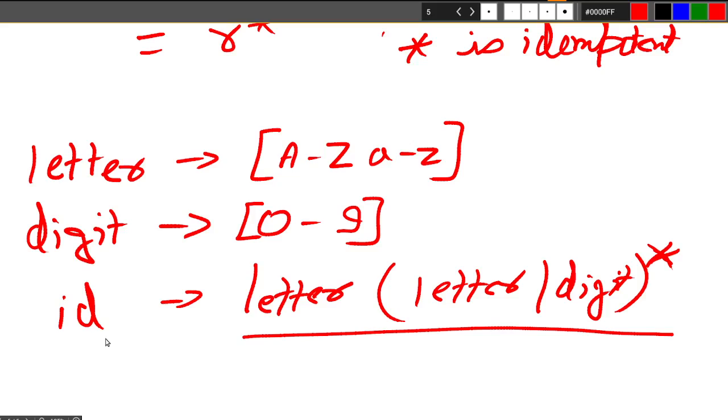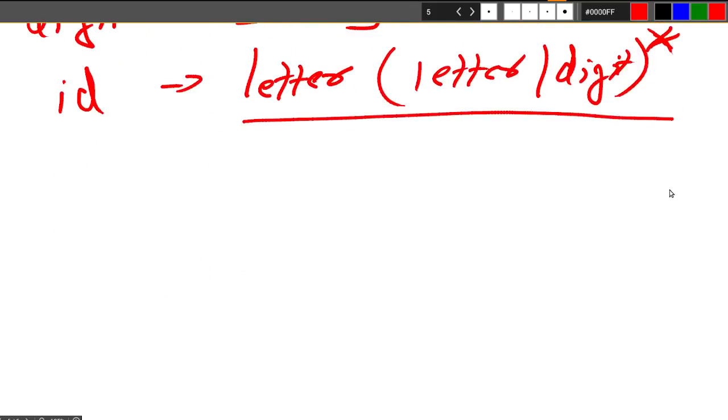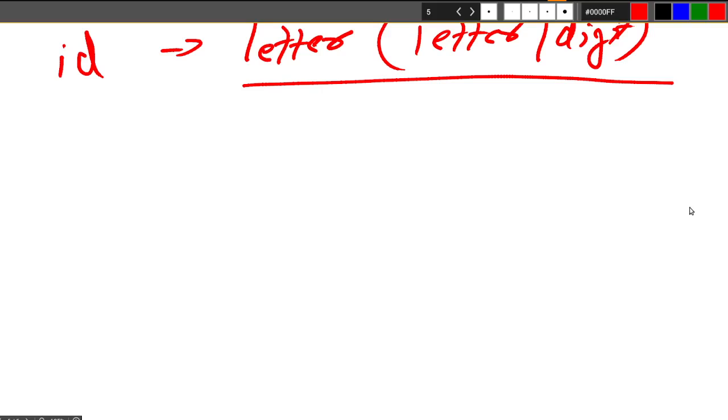Let me tell you some more possible expressions. Suppose you want to have a fixed set of characters, or like you have keywords, then you will have to specify it as it is, like while, do or anything. So if they are keywords, you will have to specify them as they are.